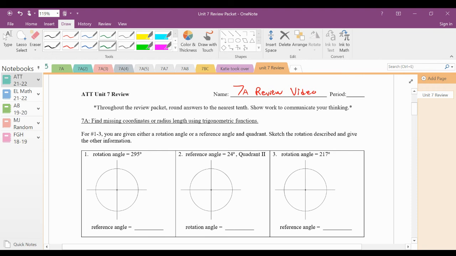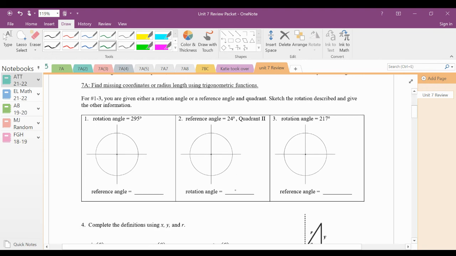First chunk here, we are drawing rotation angles and reference angles, remembering that we've got from between 0 and 360 all around our circle here. So 0 and 360 end up being that same area there. So a rotation angle of 295 degrees is past 270. So I put my little triangle here, just kind of estimating, and I show that rotation of 295 degrees.